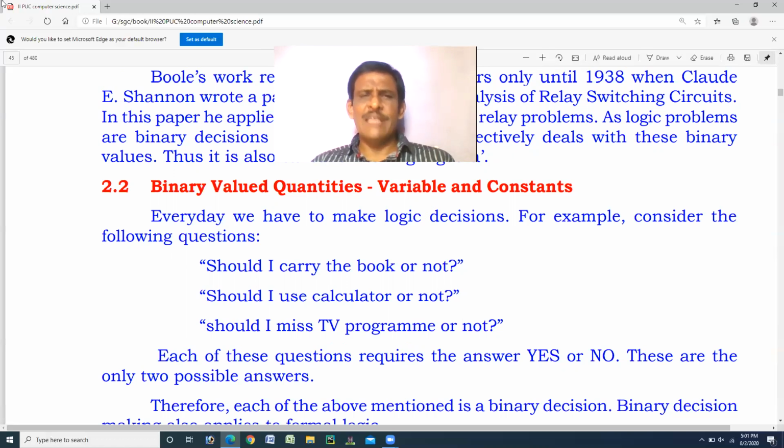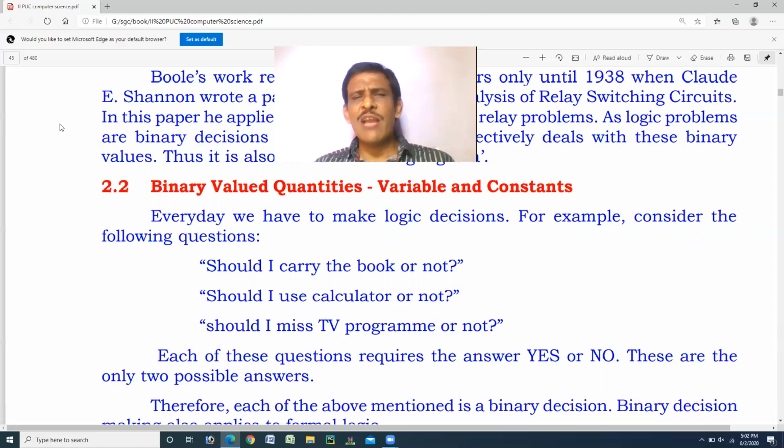If you are performing some mathematical operations, you check whether to work manually or use a calculator for this particular problem. Again, the answer is yes or no only. Then in relaxed time, should I miss a TV program or not? Each of these questions requires the answer either yes or no. These are the only two possible answers.